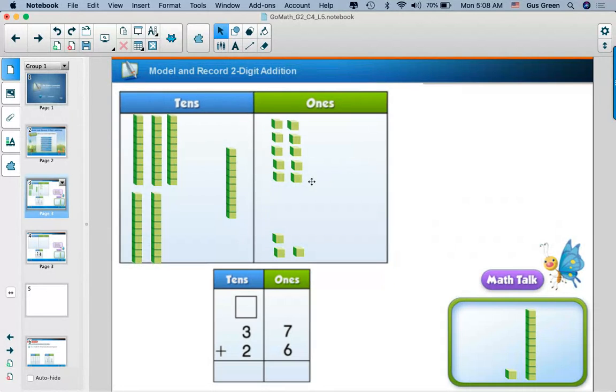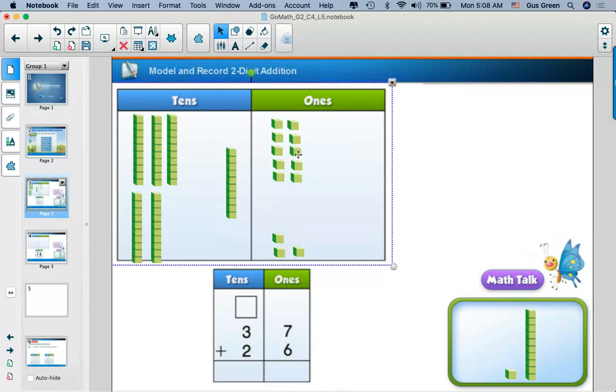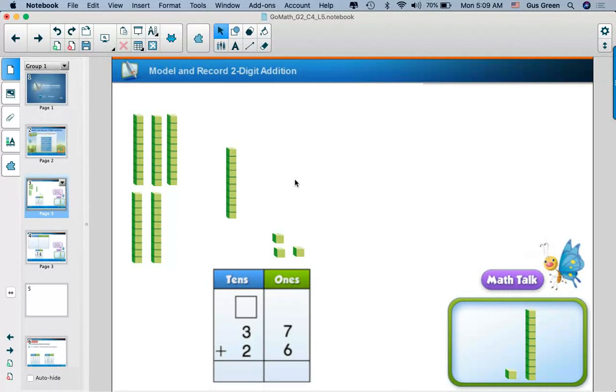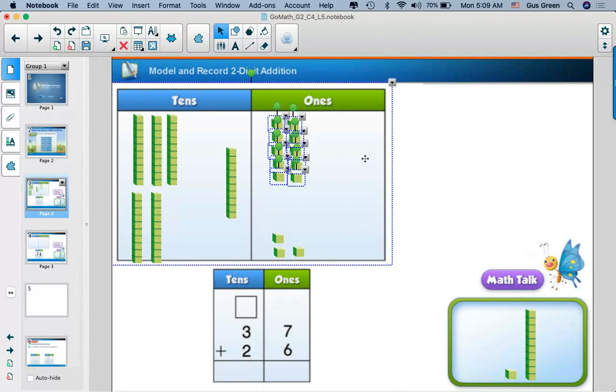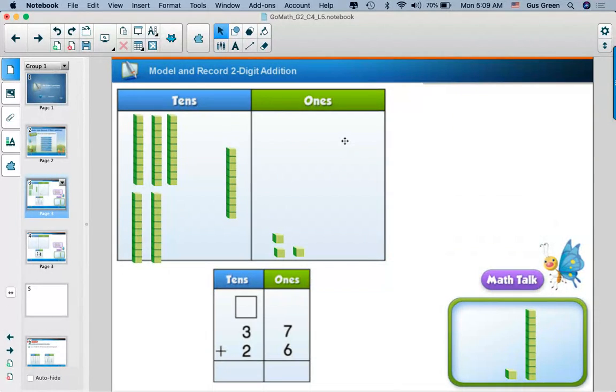Now let me take, whoa, sorry about that again. Now let me take these so I don't double count them, because we've already traded these in for a 10. I'm going to delete them and get them right out of the way.